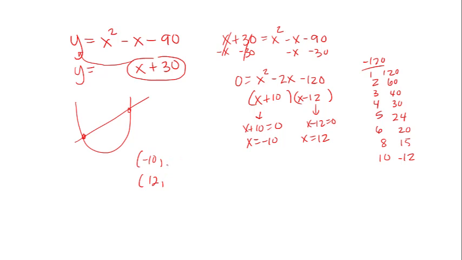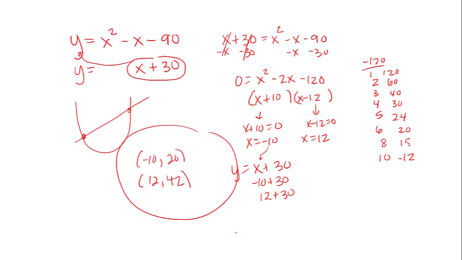But I still have to find the y values. So pick one of your equations. I'll probably pick this bottom one. And let's plug -10 into here. So what is -10 plus 30? Okay, so that's 20. Now let's plug 12 in there. What's 12 plus 30? And that will give me 42. So we can do it by hand, but look at how much longer it's going to take.